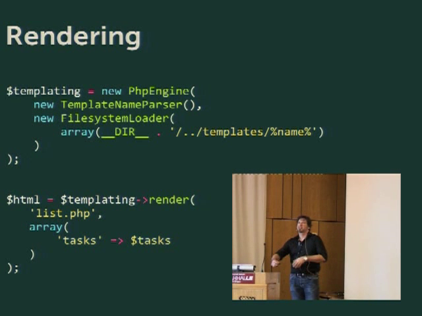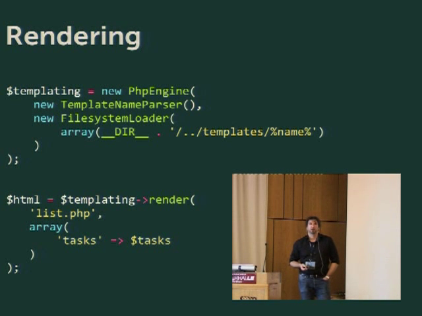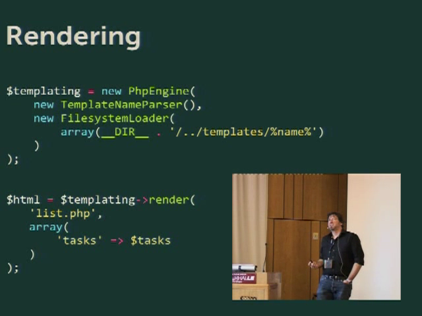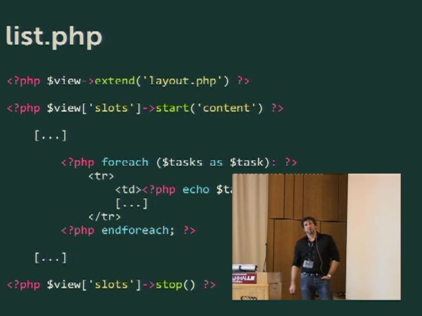So your templates do not need to have a notion of relation to each other. You can rearrange template directories pretty easily by simply adapting those loaders instead of having to change paths in your templates. In fact, you can make up entirely different naming schemes for this. It doesn't have to be called something something.php. You can make up entirely different naming schemes that will allow you to locate templates. So I call render on the templating engine, hand it over the name of the template that I want to render, and give it an array of template variables. So this variable task will be available in the template later on for rendering.